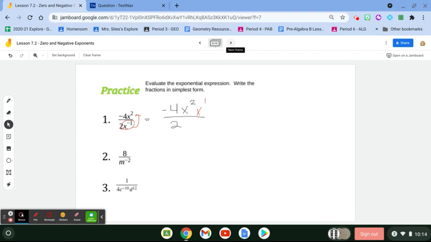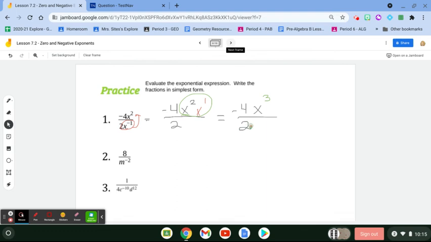Now, the one thing I notice is that now I have an x to the second and an x up there. So this would be applying a rule that we've learned in the past. If you have the same base, remember you have to add your exponents together. So I'm going to write my -4. I'm now going to add my exponents together. So 2 and 1 give me a total of 3. And then I'm going to keep the 2 on the bottom.